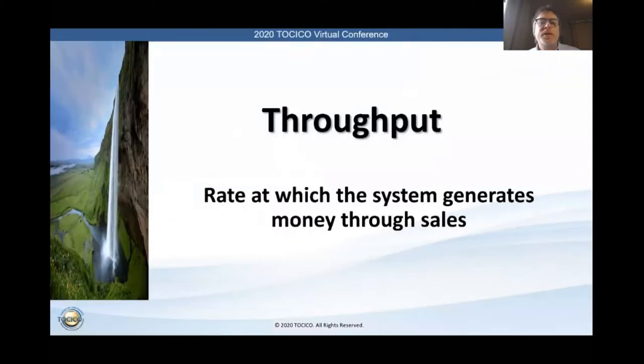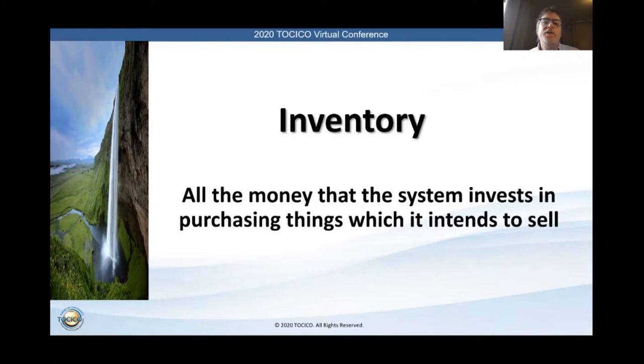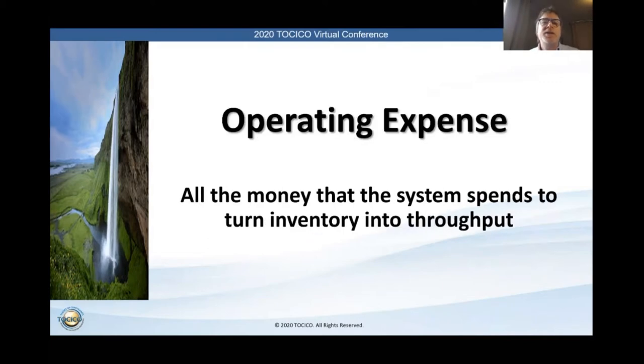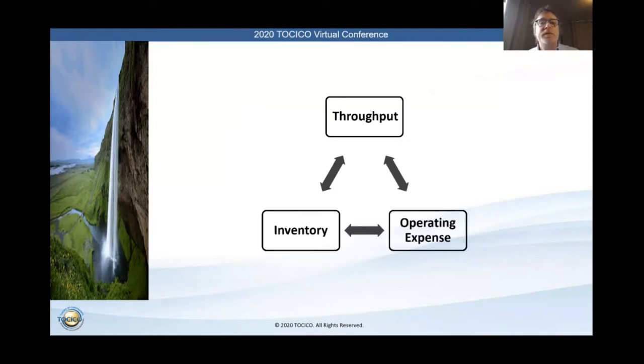Just to review the general TOC operating measurements, throughput is the rate at which the system generates money through sales. Inventory is all the money that the system invests in purchasing things which it intends to sell. And operating expense is all the money that the system spends to turn inventory into throughput. And for any move to be productive, it should increase throughput while simultaneously decreasing inventory and operating expense.